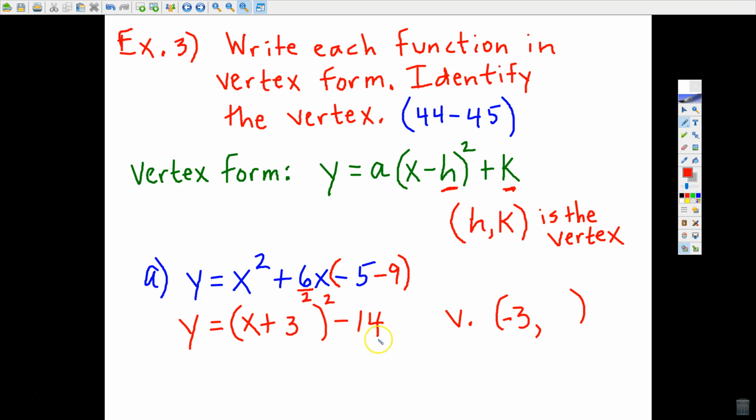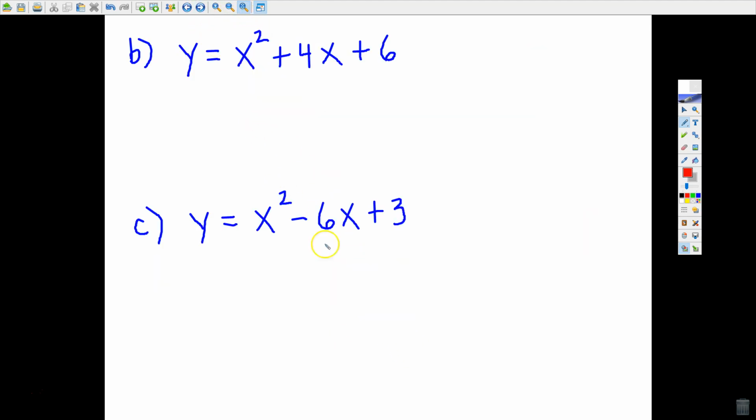The y-coordinate of the vertex, in other words identified as k, is whatever is outside the parentheses, and you do not do the opposite there. It's straightforward. So thinking of our translation, this will be taking the parent and moving it 3 units to the left and 14 units down from the origin. Okay, so that's the complete answer for 3a. So let's practice a couple more of those.